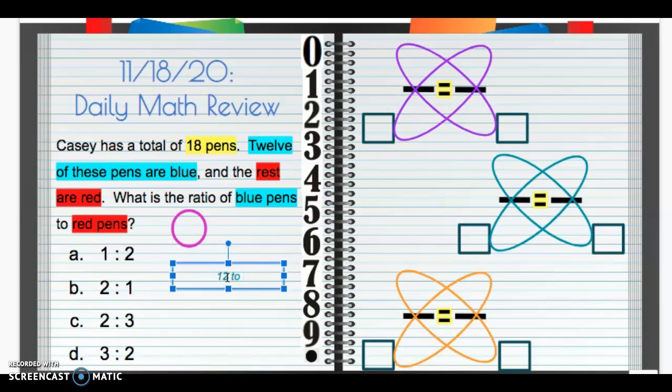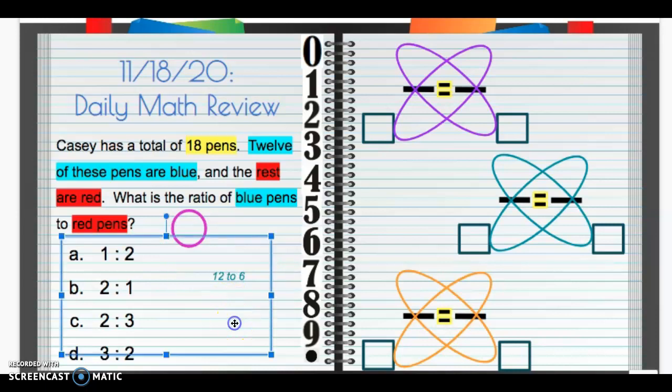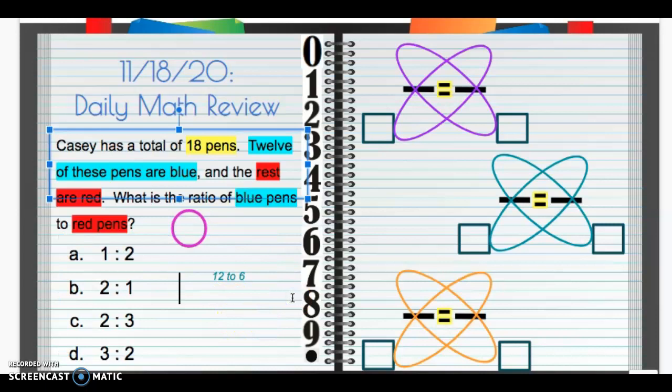So that would be 13, 14, 15, 16, 17, 18. If I count to 18 on my hands from 12, that's 6 pens that are red. So I would do 6. You could have also done 18 minus 12. So your ratio is 12 to 6.